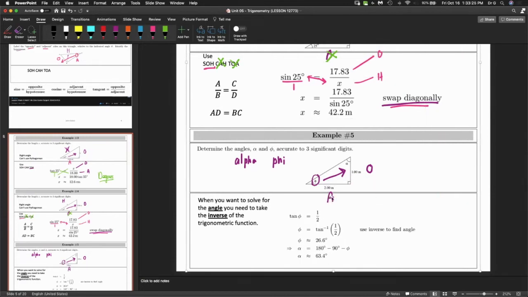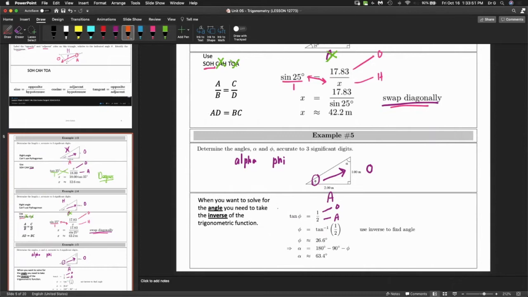So there you go. Tan of phi, that Greek letter there, is opposite over adjacent, so it's 1 over 2. And the big step, that's O here, and that's A. So what you want to do is you need to get tan to the other side. And that's what I was talking about.